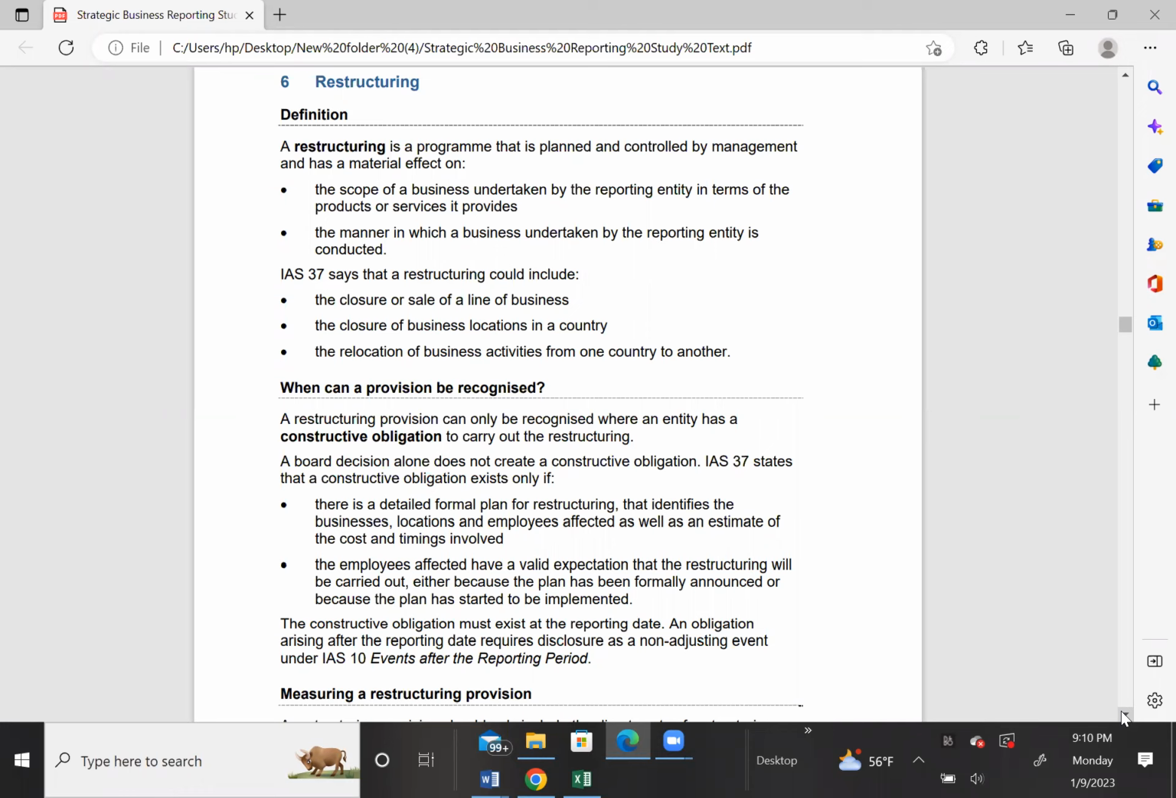For example, redundancy cost, we have to give them by law, when we terminate the employee before the completion of their job. So that provision is known as restructuring provision. Examples of where restructuring may result are the closure or sale of a line of business, the closure of a business location in a country, and the relocation of business activities from one country to another. These are examples of restructuring.